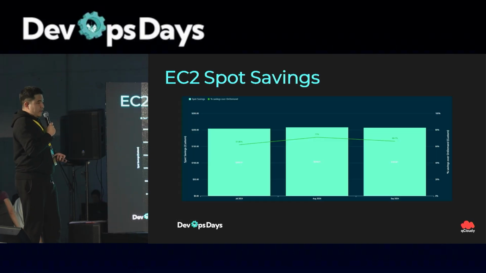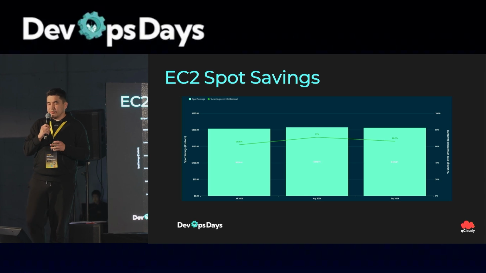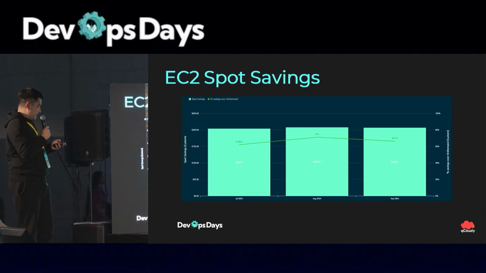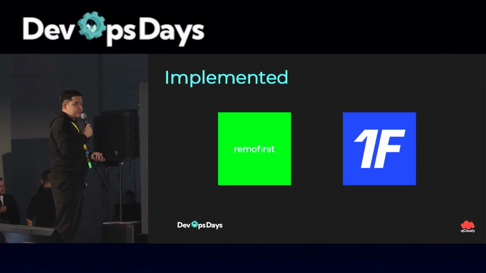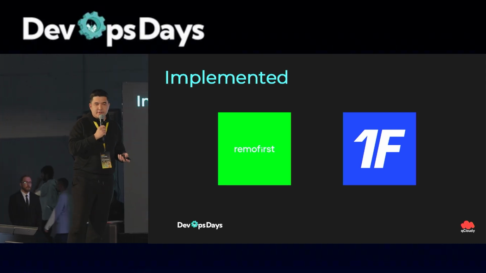And now, how much do we actually save for this client? Currently we're saving over $200 on building only the dev environment, which results in an impressive 71% savings. We have implemented this solution in two projects, Rema First and OneFit, our lovely clients.